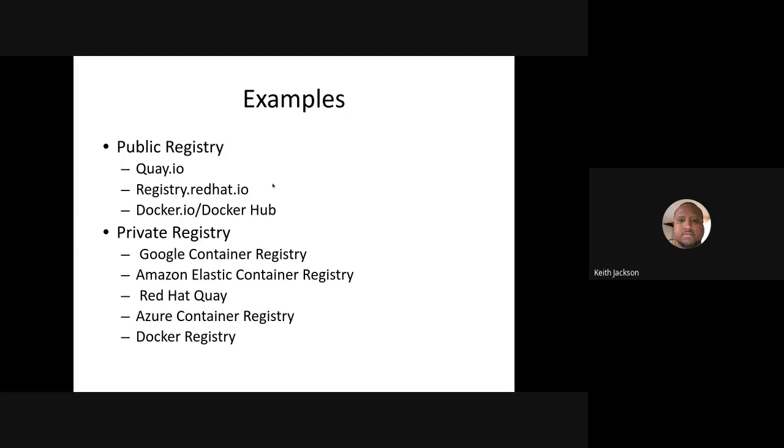Some examples of registries. They come in two forms: public and private. The public registries are the ones that most people are familiar with. That's Quay.io, registry.redhat.io, and Docker Hub. Those are the three that most are familiar with. There are other public registries available as well.